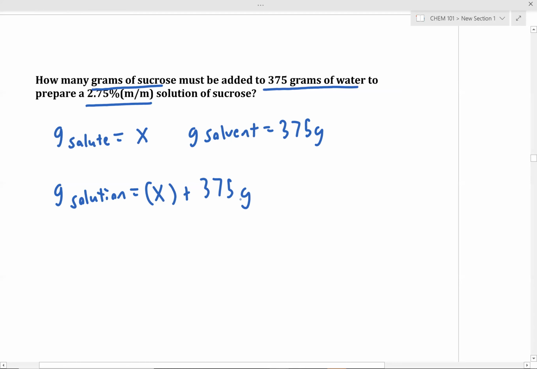Now this is really critical. The mass percent equation is the mass of solute over the mass of solution.